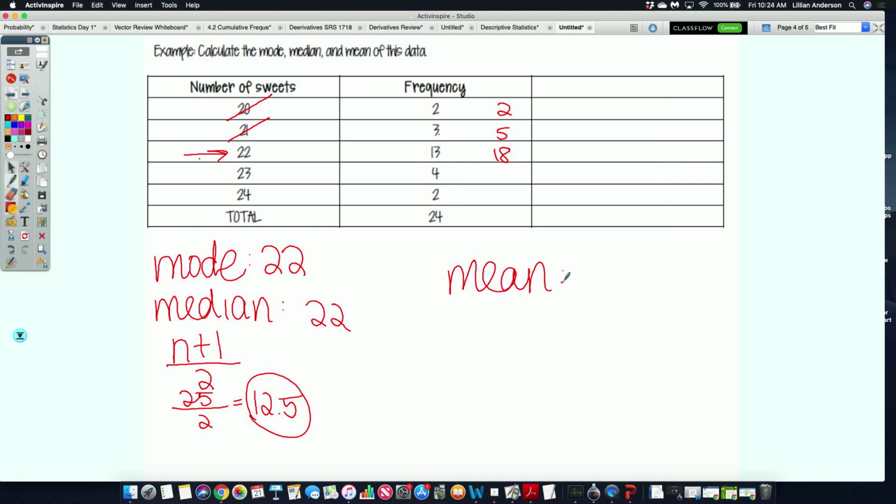To find the mean, you're in a frequency table. You're not going to sit there and say 20 plus 20 plus 21 plus 21 plus 20, and so on and so forth, okay? Instead, you need to multiply your frequencies and your data values. What's 2 times 20? 40. What's 21 times 3? 63. And you keep going with this process. 22 times 13? 286. 23 times 4? 92. 24 times 2? 48. So then you need to add all those up together.